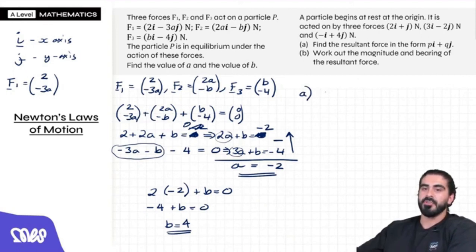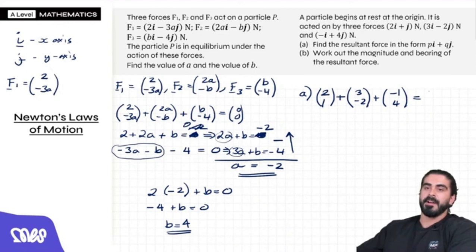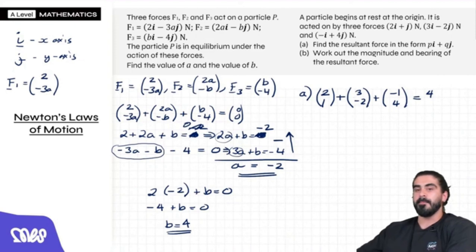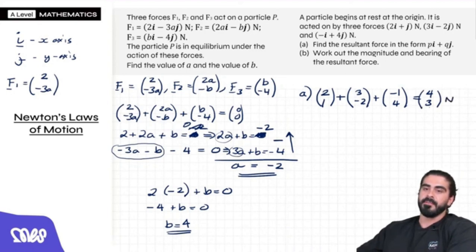2i plus j. 2i means 2 on the x. j on its own means the coefficient is 1. Plus 3i minus 2j. So 3, minus 2. You're basically just reading the coefficients. Minus 1, 4. Reading the top, 2 plus 3 is 5, minus 1 is 4. 1 plus minus 2 is just 1 minus 2, which is minus 1. Plus 4 is 3. And you can put newtons there if you want.